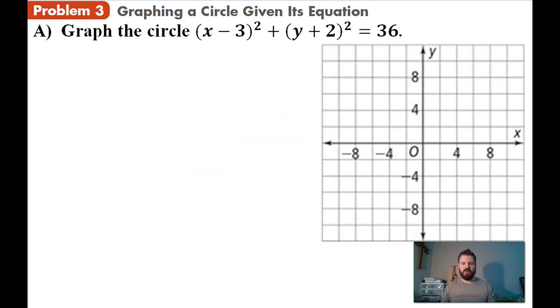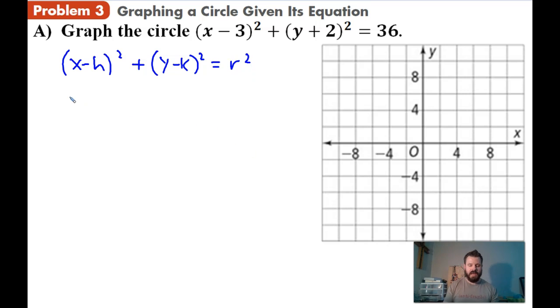Last thing we're going to look at is graphing a circle based on a standard form equation. Problem 3, part A says graph the circle given this equation of the circle. Now we know our standard form equation is x minus h squared plus y minus k squared is equal to the radius squared. To graph a circle, we need to know the center and we need to know the radius.